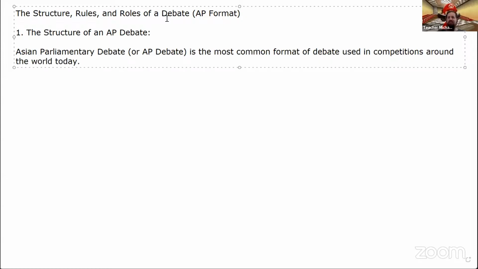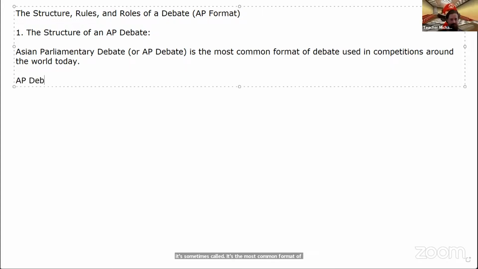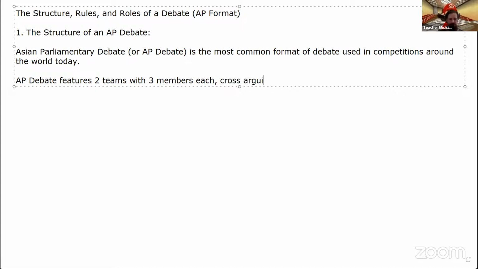Okay, so Asian parliamentary debate, or AP debate, as it's sometimes called, is the most common format of debate used in competitions around the world today. AP debate has two teams with three members each, and their main goal is to cross argue or clash on a given topic. I'll explain all of the important terminology a little bit later.